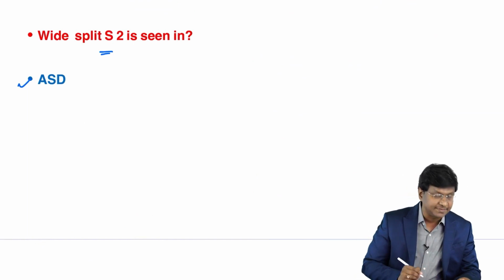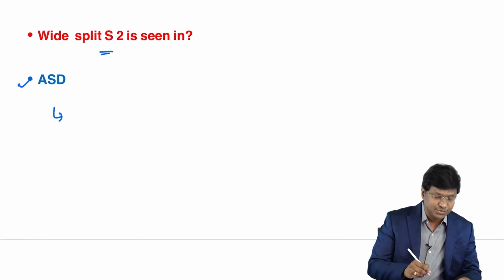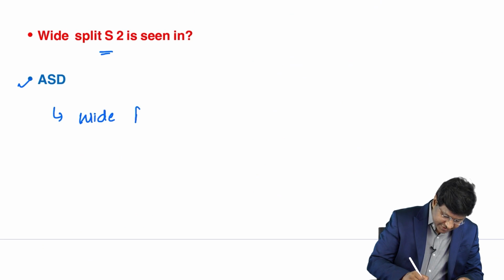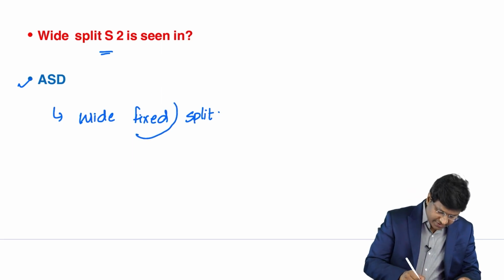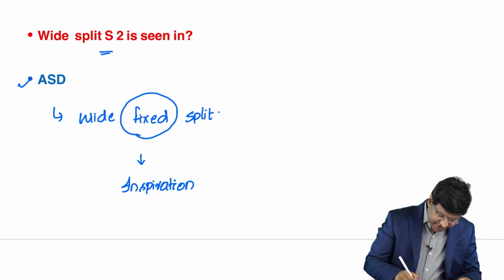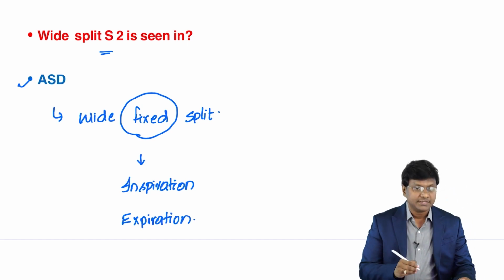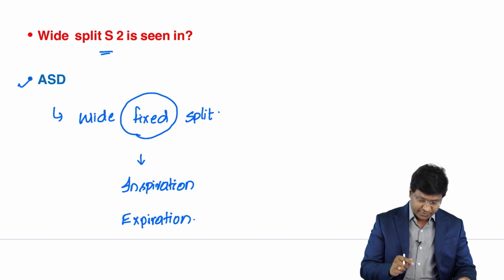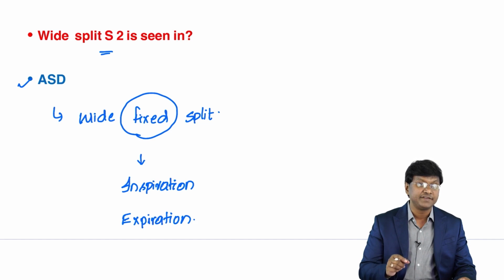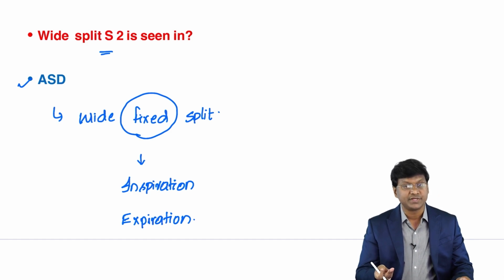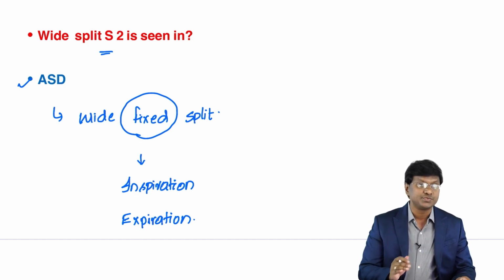Next, the other question was, wide split S2 is heard in. The answer is atrial septal defect. The wide split S2 in ASD is a wide fixed split. What do you mean by fixed split? That means the split is present both during inspiration and during expiration. That is called a wide fixed split. Other conditions where you can have wide split S2 are VSD, mitral regurgitation, and right bundle branch block.